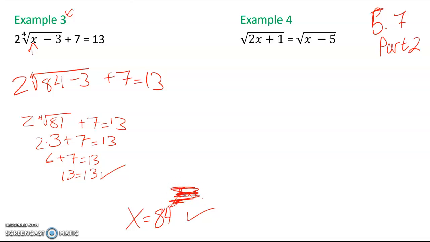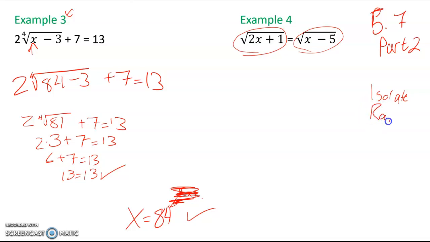Now we move on to example 4. Now remember, what we have to do is we need to isolate our radicals. Now what I'd always like to do is I like to circle my radicals. And if we look, we have radicals on both sides of the equal signs, but there's nothing outside of them that is being added to, subtracted, multiplied, or divided by.